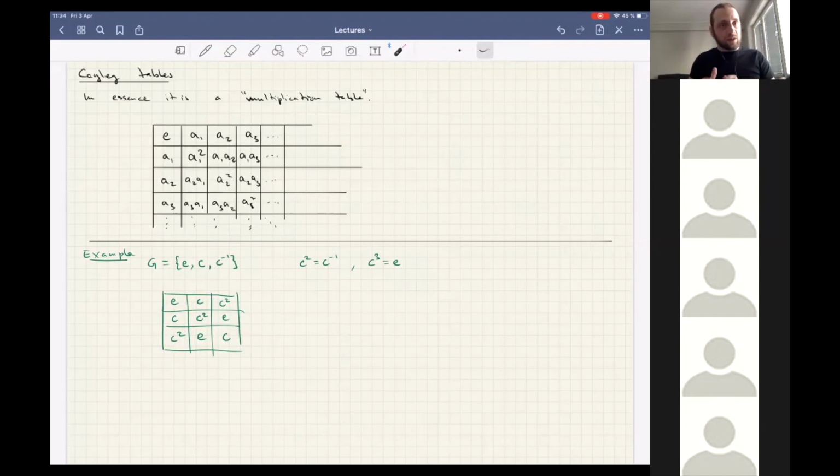Note that this group is abelian. So everything commutes with everything. And since it's abelian, this table is going to be symmetric, because A2 A1, in that case, is equal to A1 A2, which means that it's symmetric under exchange of those. Another thing that we note is that each row and each column contains all elements. So this must be the case, otherwise the inverse does not exist.